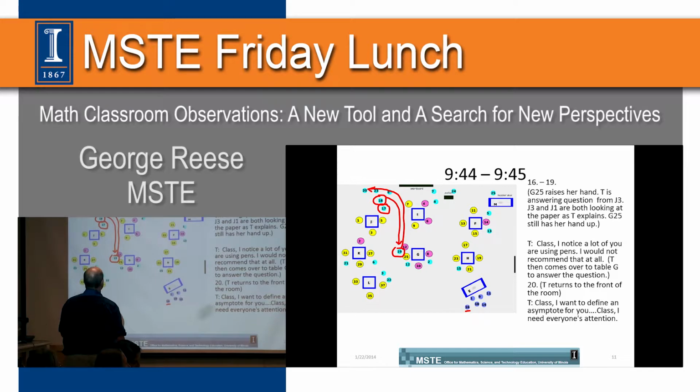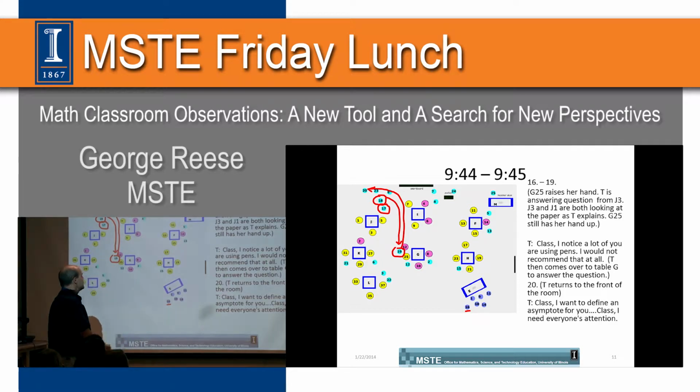OK. Now, 16 through 19, what we're looking at here is I had a note that G25 has raised her hand. T's answering a question from J3, and J1 are both looking at their paper as T explains. G25 keeps her hand up. So the teacher had been over here, and the student here had their hand up for a while.